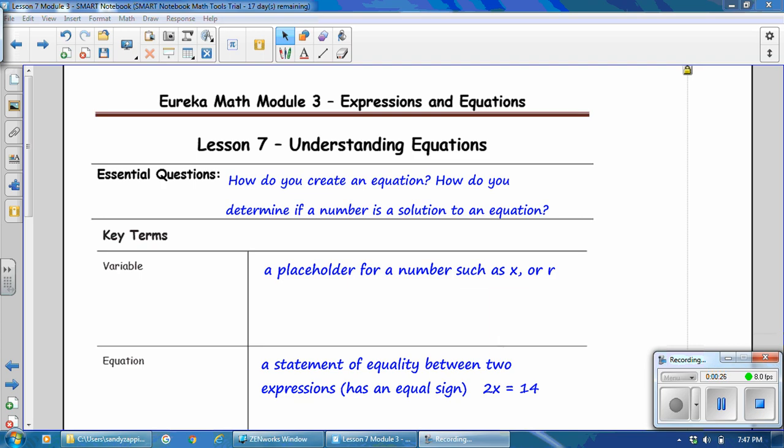Pause the video and copy the essential question for Lesson 7. How do you create an equation? How do you determine if a number is a solution to an equation?